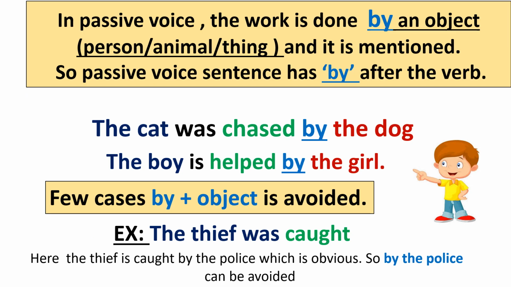In passive voice, the work is done by an object, that is a person, animal or thing, and it is mentioned. So, passive voice sentence has by after the verb. The cat was chased by the dog. The boy is helped by the girl. In few cases by plus object is avoided. Example, the thief was caught. Here, the thief is caught by the police, which is obvious. So, the by the police can be avoided.